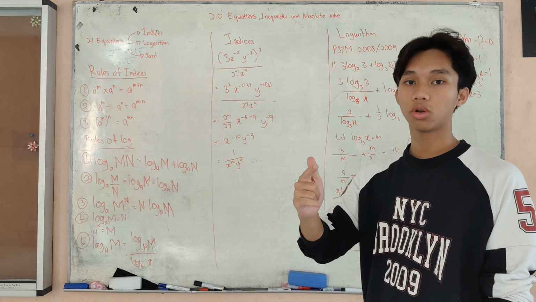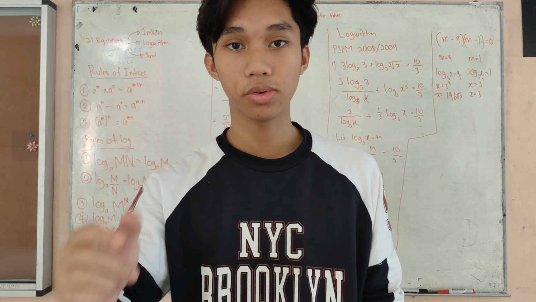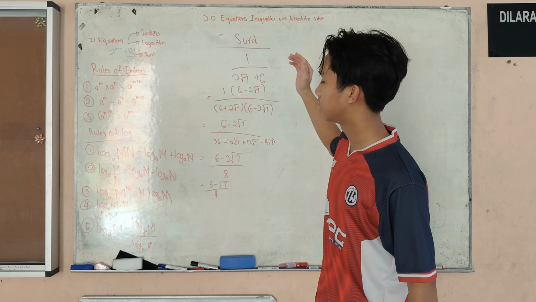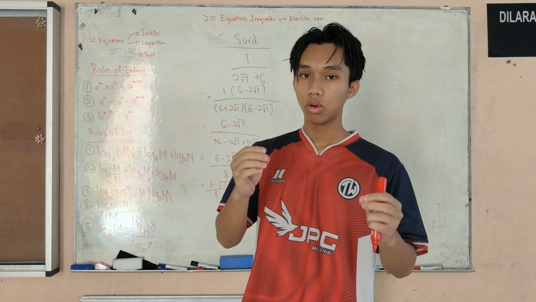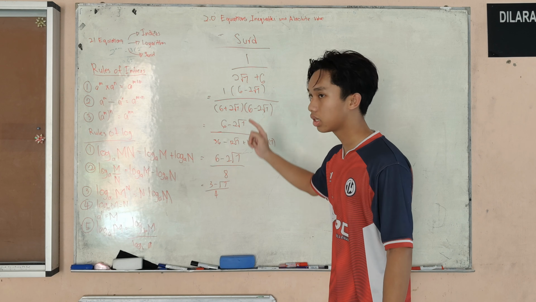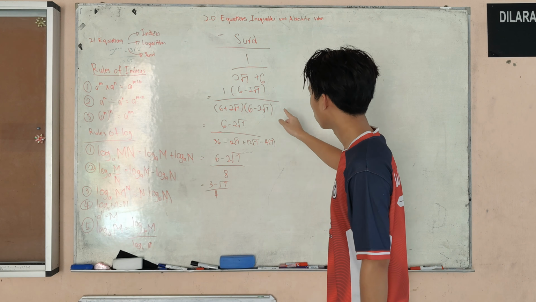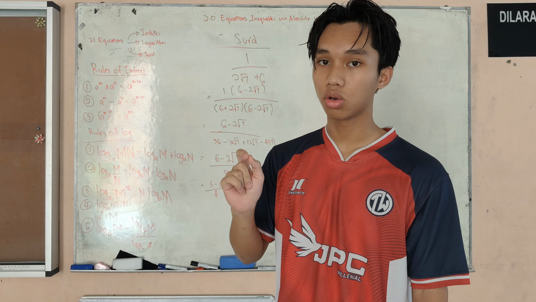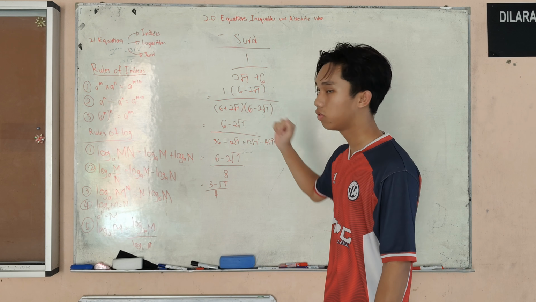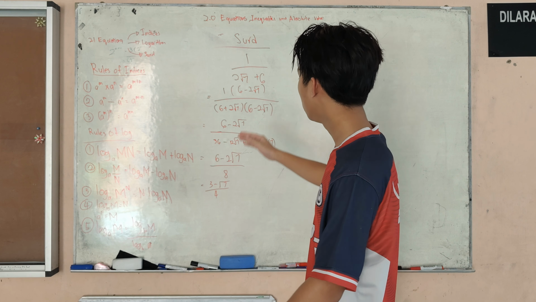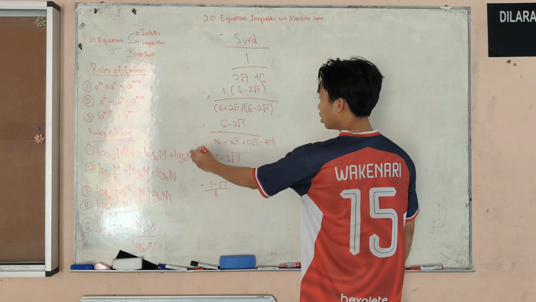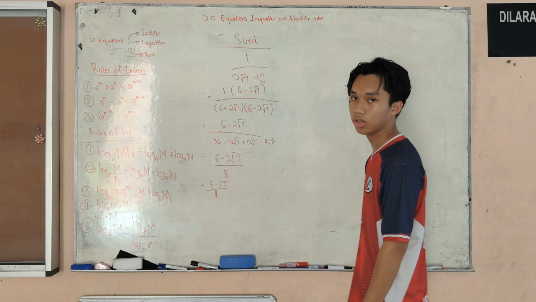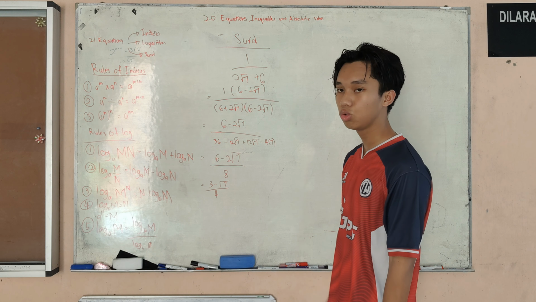So now we are going to continue with questions about surds. We have 1 over 2 surd 7 plus 6. Now, what we need to know is that a surd cannot be in the denominator. So now we have what is called a conjugate. In order for us to remove the surd from the denominator, we need to multiply by its conjugate. So what is a conjugate? The conjugate is the inverse of the surd. So now it's 6 plus 2 surd 7, so its conjugate is 6 minus 2 surd 7.